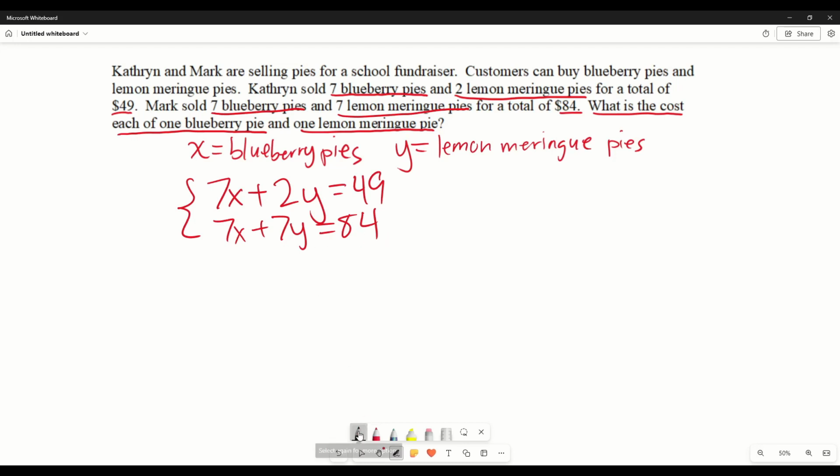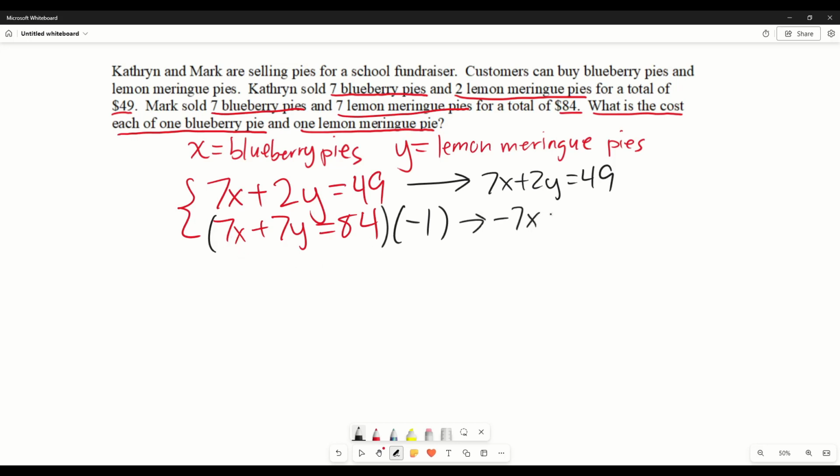The first thing I'm going to do is multiply the bottom equation by -1, because I want to cancel out the x. So we write our first equation now. For our new equation, we have to multiply everything by -1. Don't forget that. We're not just multiplying the left hand side. We have to multiply the 84 on the right hand side. 7x times -1 is -7x, minus 7y equals -84.